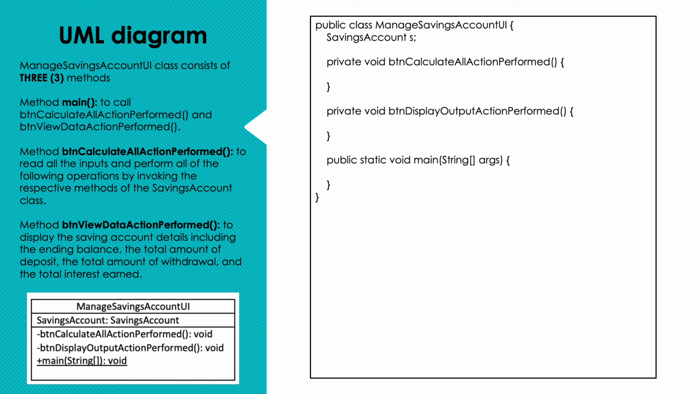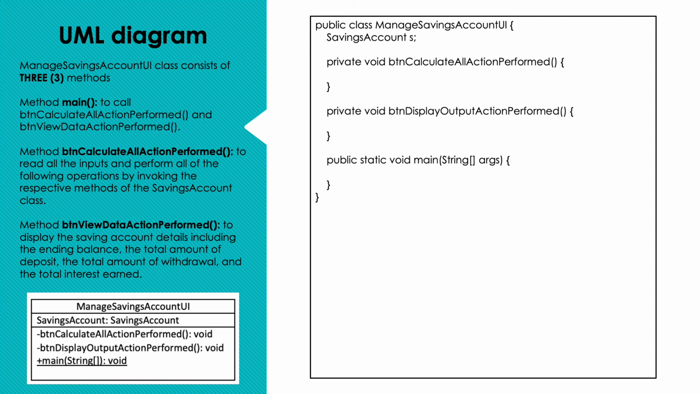And inside ManageSavingsAccountUI, we have 3 methods. The first one is private void buttonCalculateAllActionPerformed. The second one is private void buttonDisplayOutputActionPerformed. And then the third one is public static void main(String[] args).